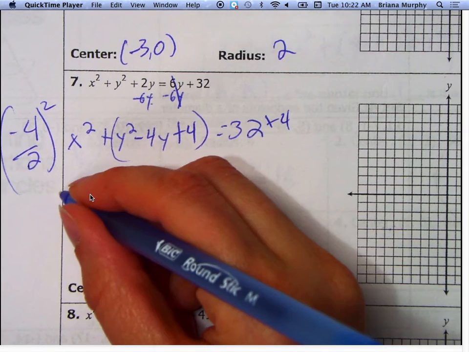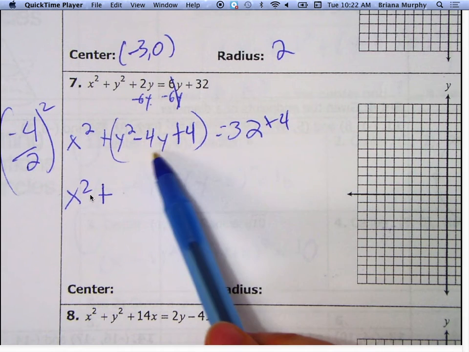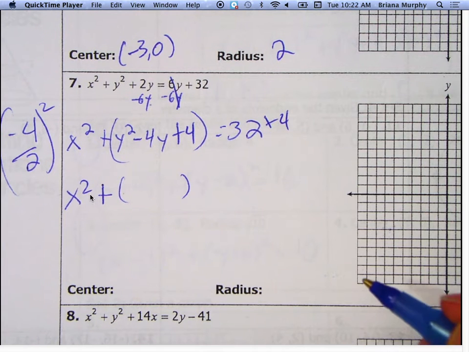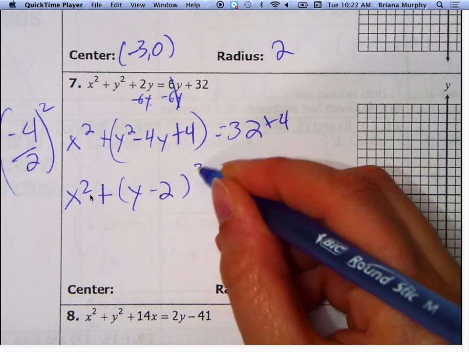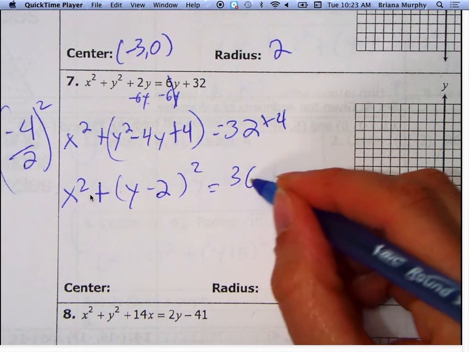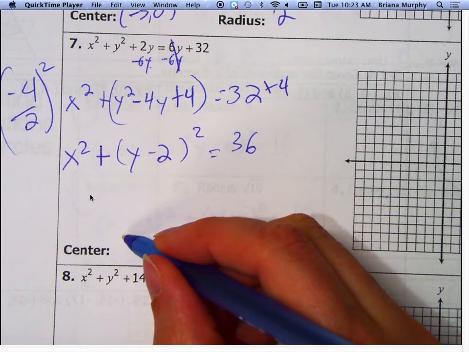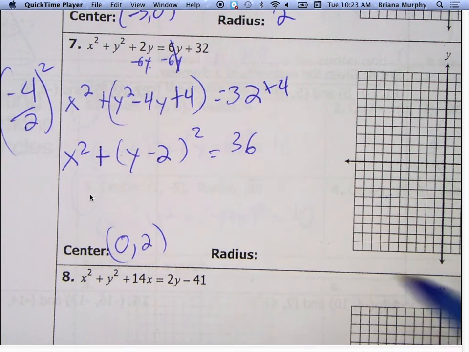Okay, now I'm just looking at this part. I can bring down my x squared plus y squared minus 4y plus 4. What does that factor to? Squared. 32 plus 4 is 36. So what's my center? 0, 2. And what's my radius?